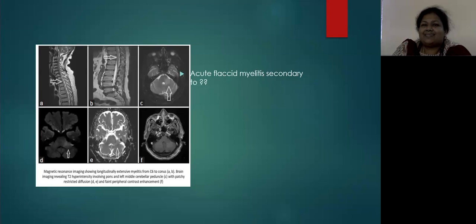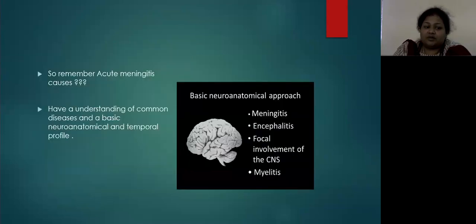Can rabies present like this? It's mainly a rhombencephalitis, but can present like an acute flaccid paralysis, but will have a lot of other manifestations. So rabies also is possible. Okay, so finally, I'm stopping here. Remember causes of acute meningitis, common things that you see, have a basic neuroanatomical approach. Decide whether it's focal, whether it's global, and whether there is a myelitis component.